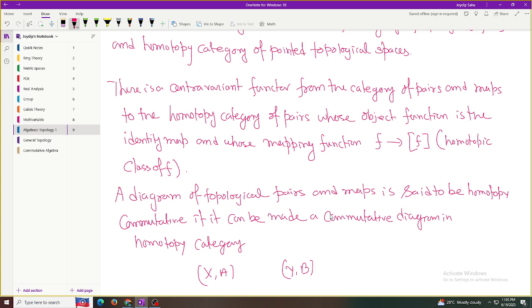How is it contravariant? It seems covariant. Whose object function is the identity map?